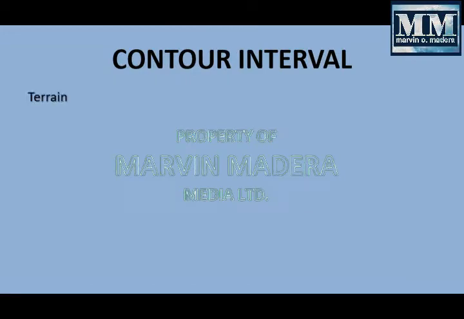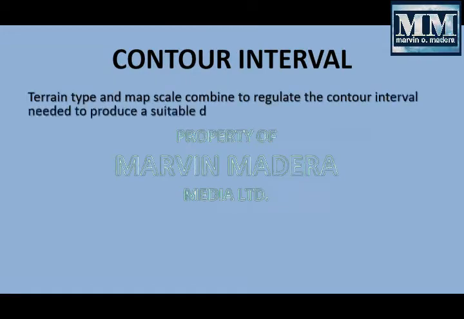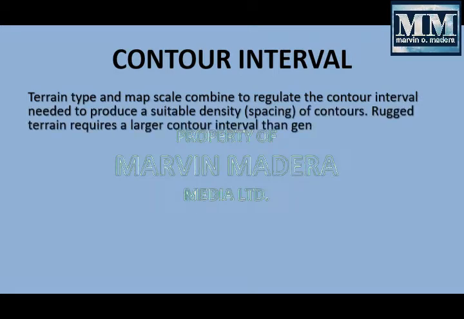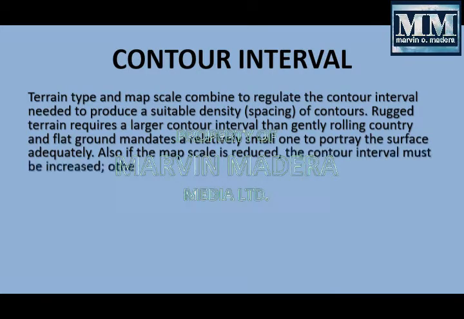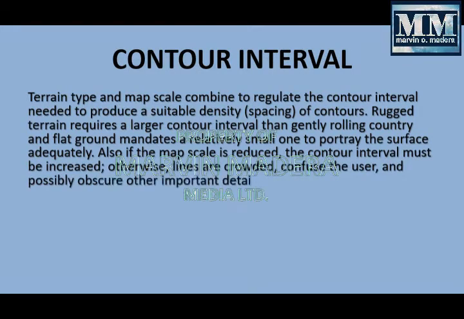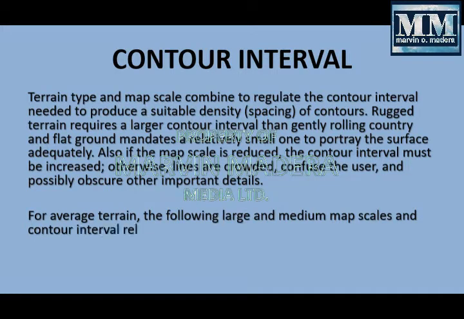Contour interval. The terrain type and map scale, combined, regulate the contour interval needed to produce a suitable density or spacing of contours. Rugged terrain requires a larger contour interval than gently rolling country, and flat ground mandates a relatively small one to portray the surface adequately. Also, if the map scale is reduced, the contour interval must be increased, otherwise the lines are crowded, confuse the user, and possibly obscure other important details.